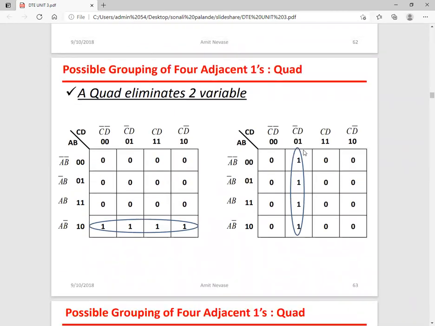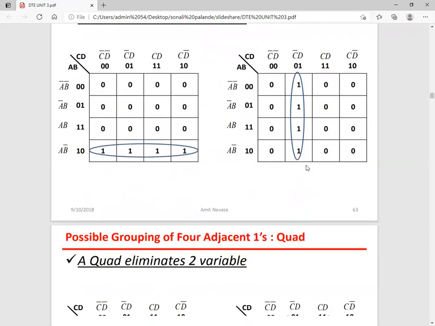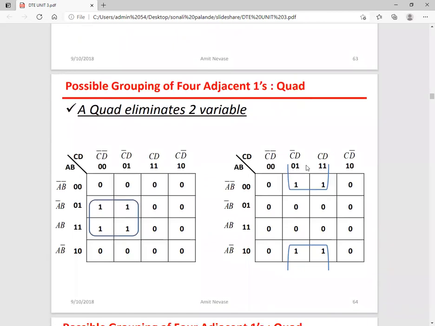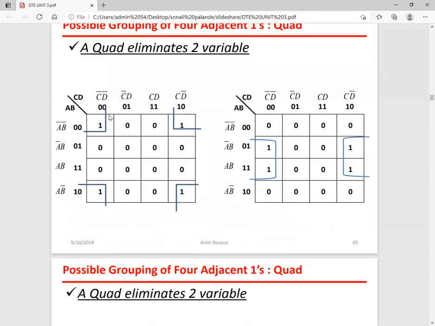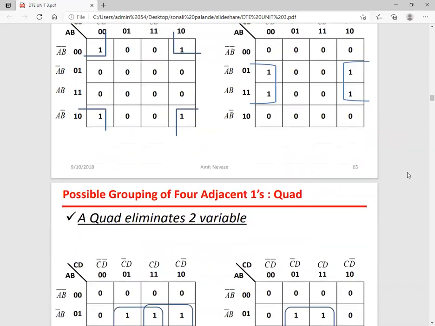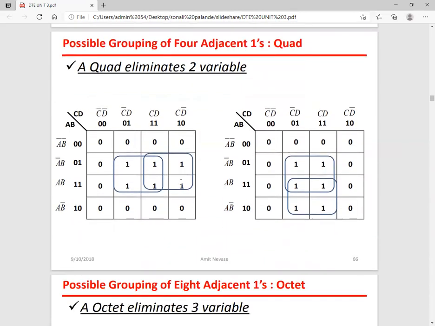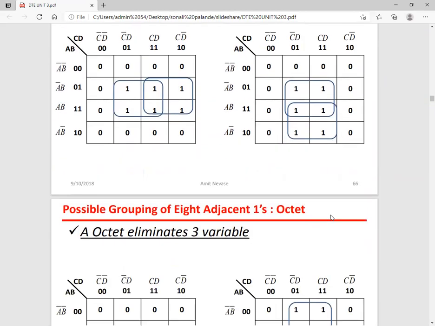The possible grouping of 4 adjacent ones, that is a quad. So we can group here 4 ones and here also 4 ones. We can group here this 4, and we can group here this 4 also. We can group like this also: this one, this one, this one, and this one. That is a corner group, and this one is also possible. So we can overlap here 4 ones, and here 4 ones also. This is also allowed.